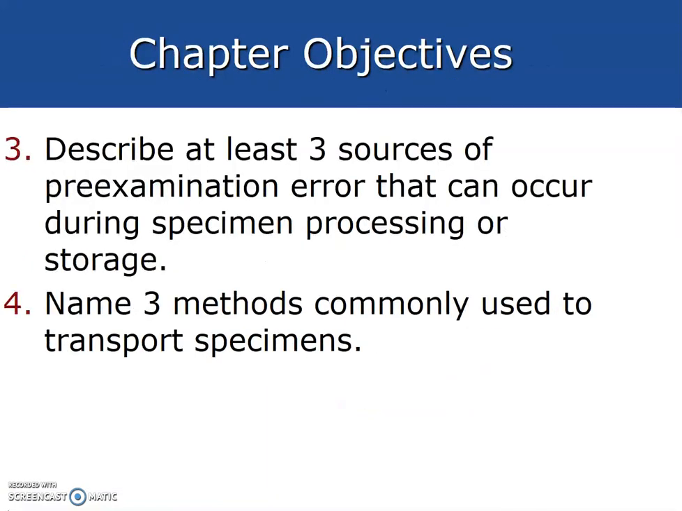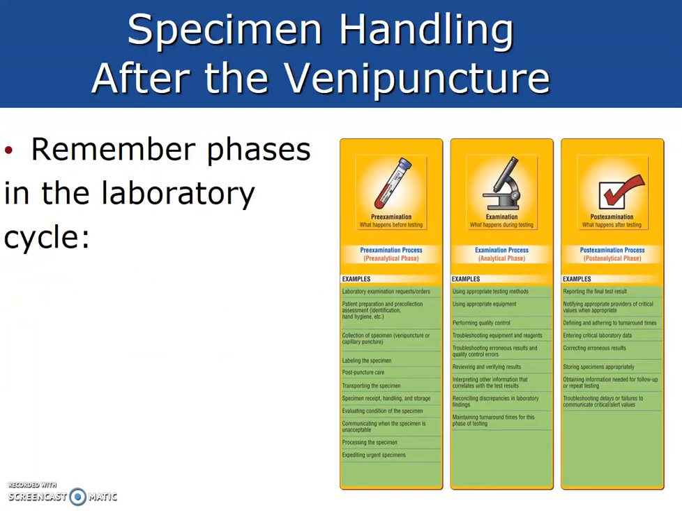Again, these are just the chapter objectives that are covered in this chapter. Specimen handling, again, we're going to go back to that pre-examination, examination, and post-examination process. Remember the phases in the laboratory cycle. The one thing that I want to reiterate is that as phlebotomists, we are in that pre-examination process, which also includes not only collecting the specimen, but also transporting the specimen, specimen receipt, handling, and storage, and also processing the specimen in certain circumstances.